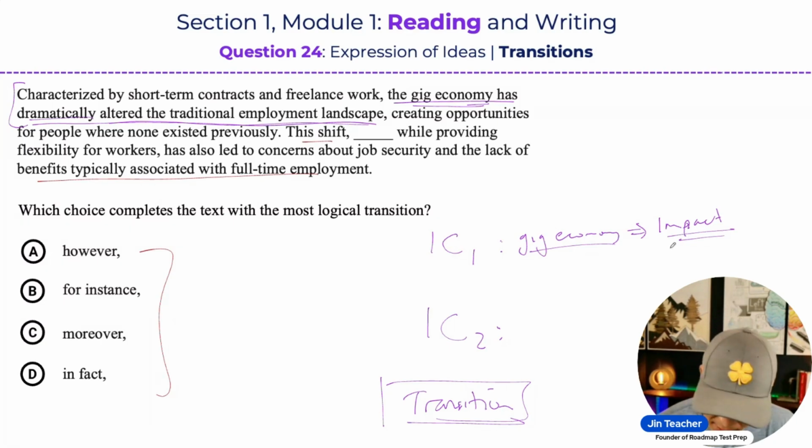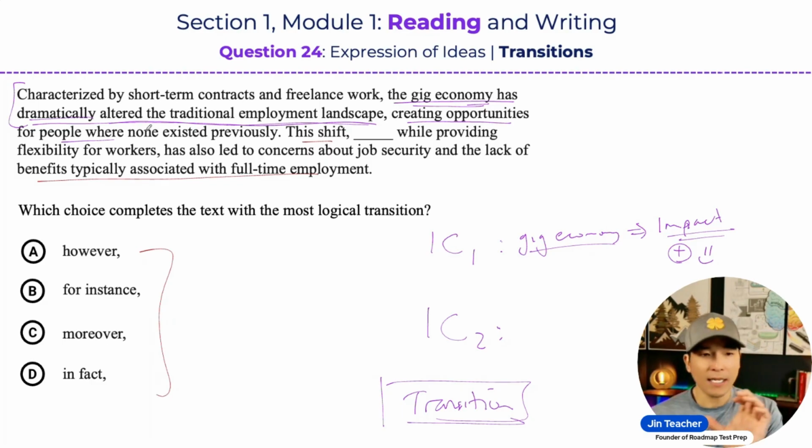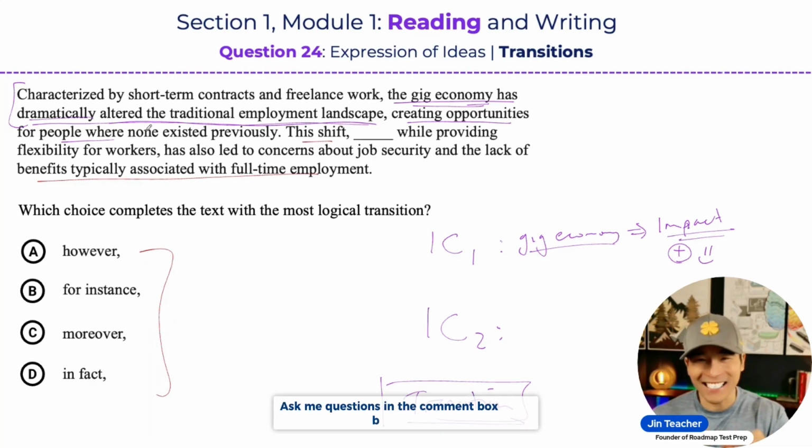Well, the impact is positive, right? How do we know that it's positive? We know that because it's created opportunities for people where none existed. So we know that it's a positive impact. So start with the independent clause to understand what the core idea is. Then you can use some of the surrounding phrases and information to help you more specifically understand the sentence.